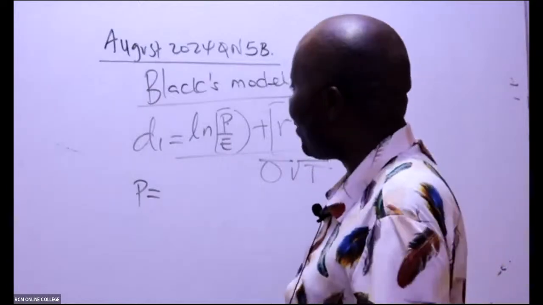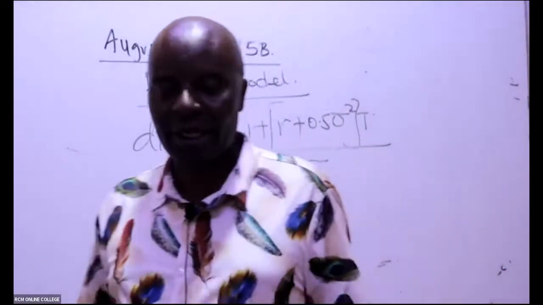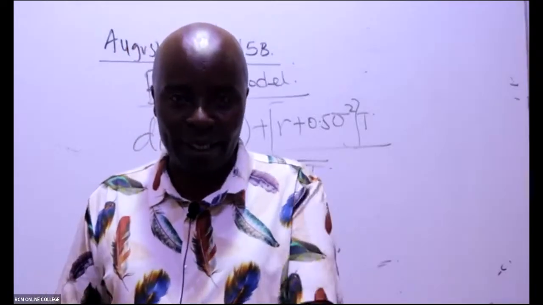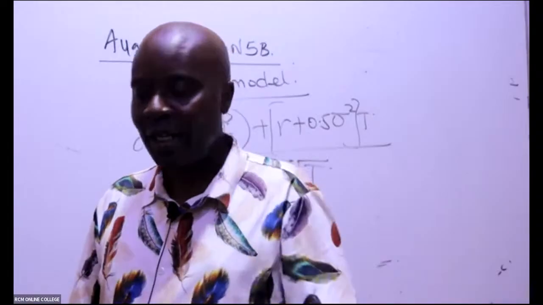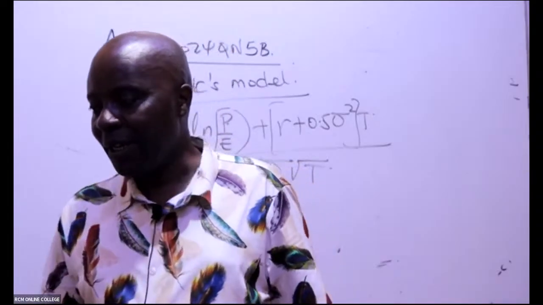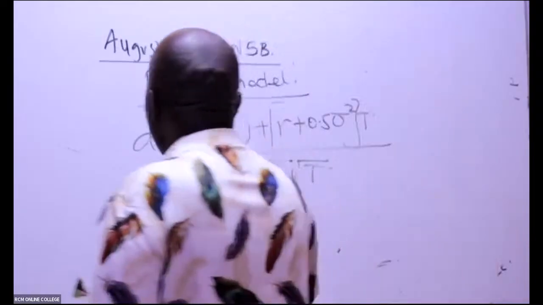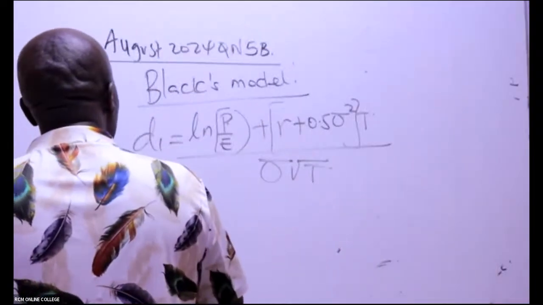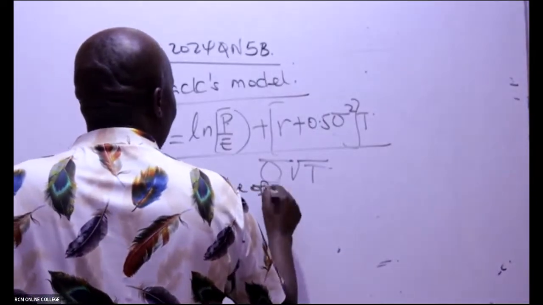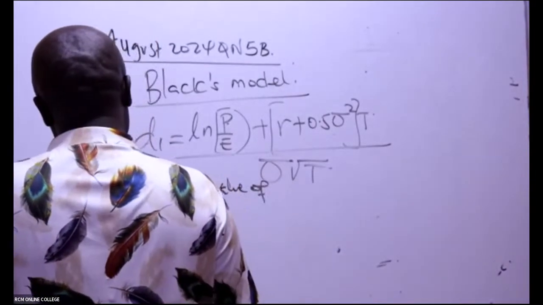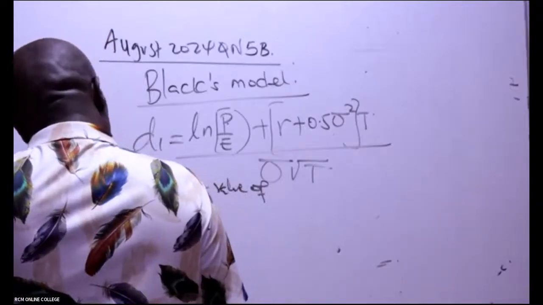P is the spot price, but in this case here, we are dealing with a gigantic project. There's no price of a share. So remember that this P is supposed to be the present value of the investment.